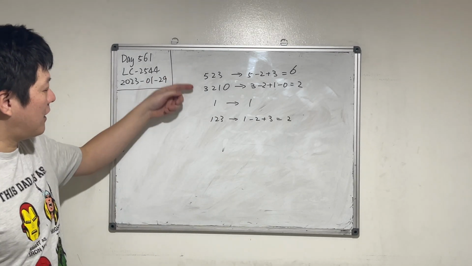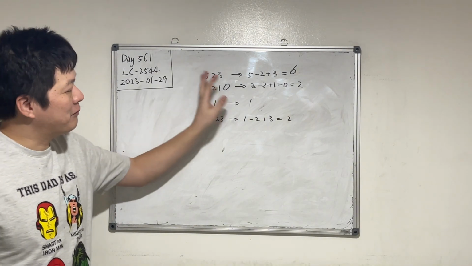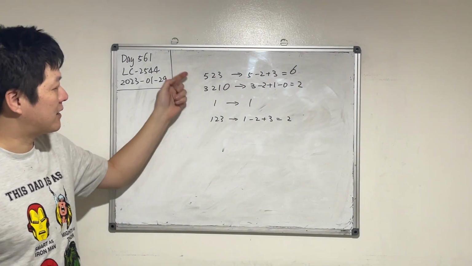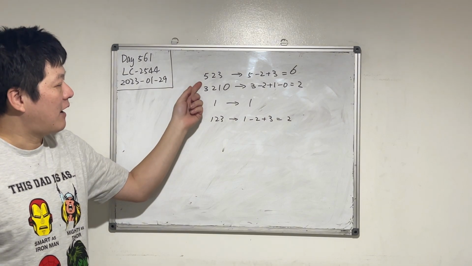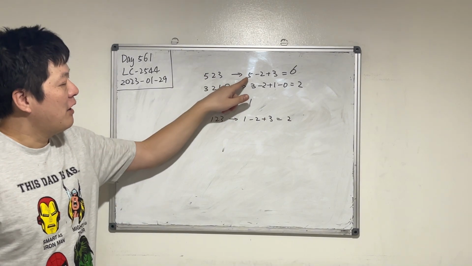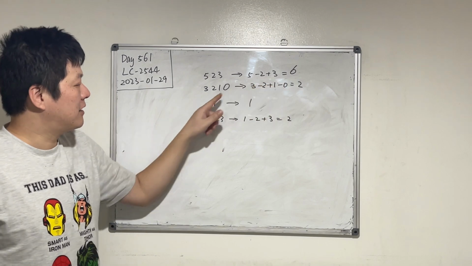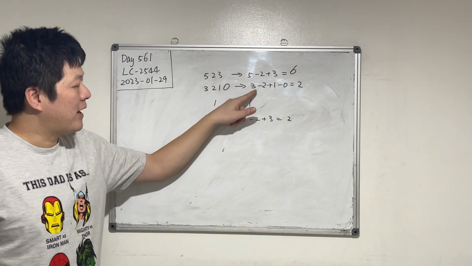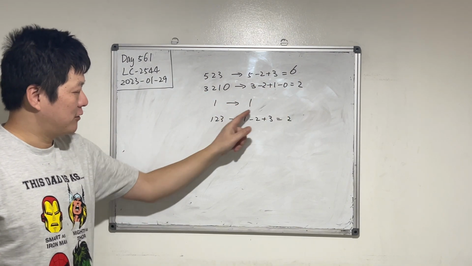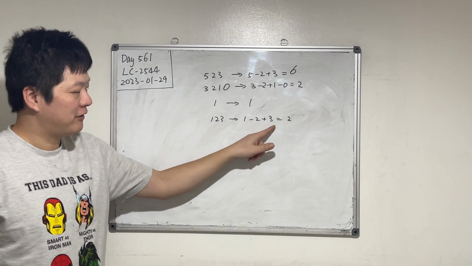Okay, so we're given the integer. I want to transform that to something on the right. Basically, we extract each digit. You see 5, 2, 3: 5 minus 2 plus 3 equals 6. 3, 2, 1, 0: 3 minus 2 plus 1 minus 0 is 1, just 1. 1, 2, 3: 1 minus 2 plus 3 equals 2.